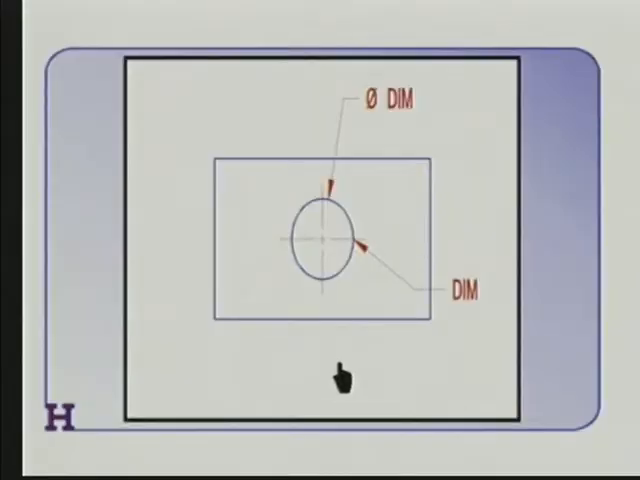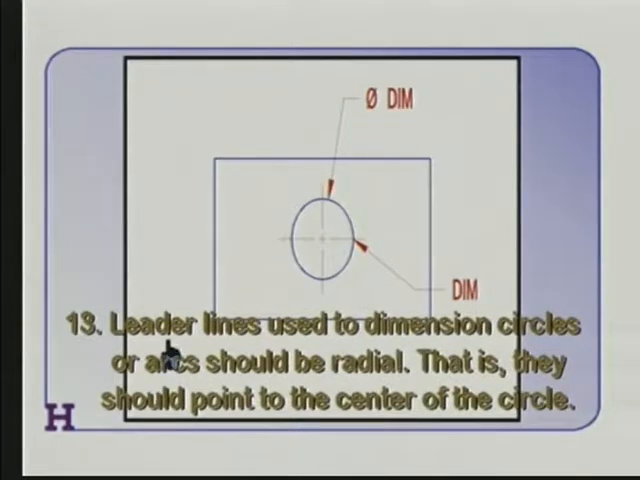Now, let's talk about leader lines used to dimension circles or arcs. They should be radial. That means they should point to the center of the circle. Now, they don't go through to the center of the circle, but if you chase this leader line all the way along, it should strike the center of the circle. Here's one that hits a glancing blow. Wrong. You must have leader lines that are radial lines. That is, if they were continued, they would hit the center of the circle.